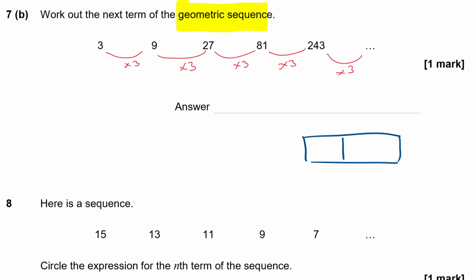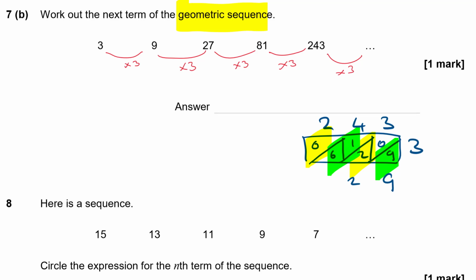I tend to use Napier's bones when multiplying. So 2, 4, 3 across the top times 3. So 2 times 3 is 6. 4 times 3 is 12. 3 times 3 is 9. And then we just add up along the diagonals then, don't we? If you've ever used this method before, you know it's all very easy. So that gives me 9, 0 and 2 makes 2, 1 and 6 makes 7. So that comes out to be 729.